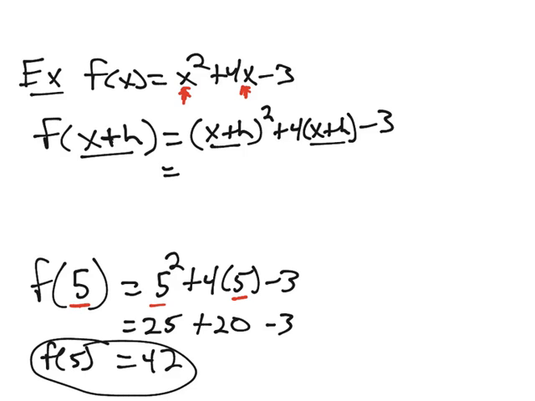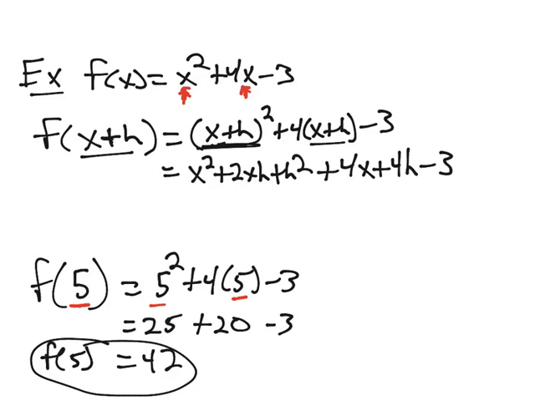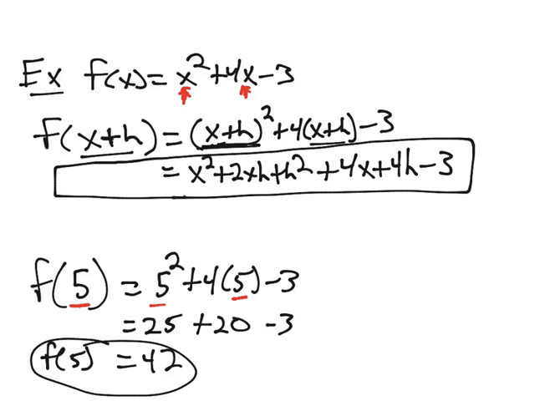We typically want to clean this all up. So we'll FOIL this first one. x plus h quantity squared is x squared plus 2xh plus h squared. And then distribute the 4: 4x plus 4h minus 3. And that's as good as it gets. None of those are like terms, so you can't combine them.